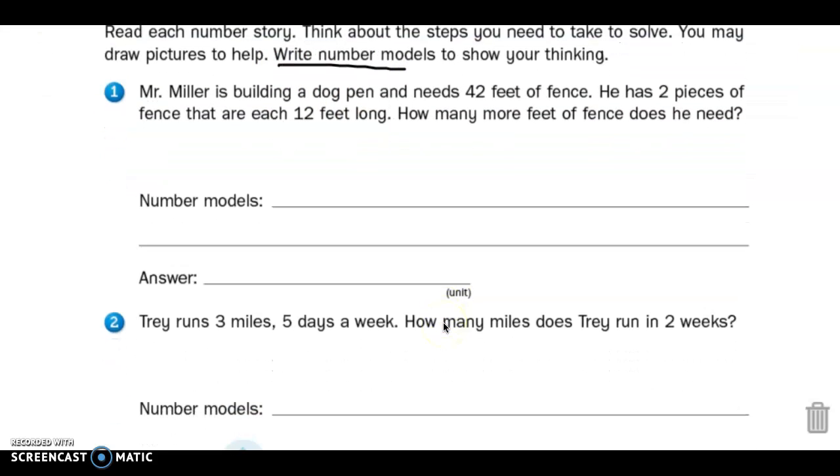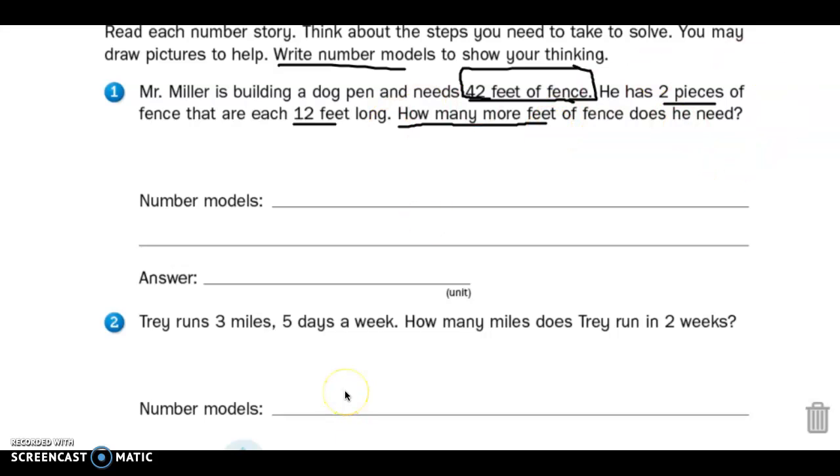So number 1 says, Mr. Miller is building a dog pen and needs 42 feet of fence. He has 2 pieces of fence that are 12 feet long. How many more feet of fence does he need? It says how many more. So we know we don't have enough and our total that we need is 42. Then I have 2 pieces that are 12 each. That's how much he has right now, but he needs 42. And we know we don't have enough with the 2 pieces of 12, because it says how many more does he need.